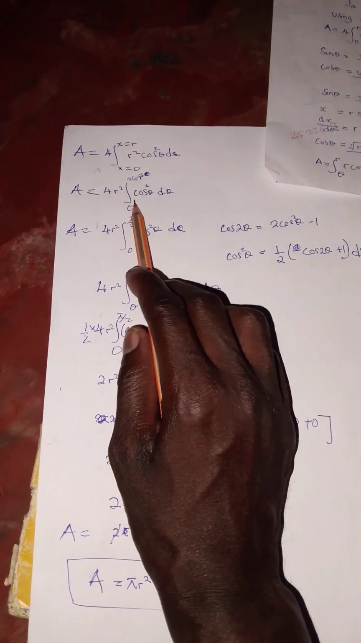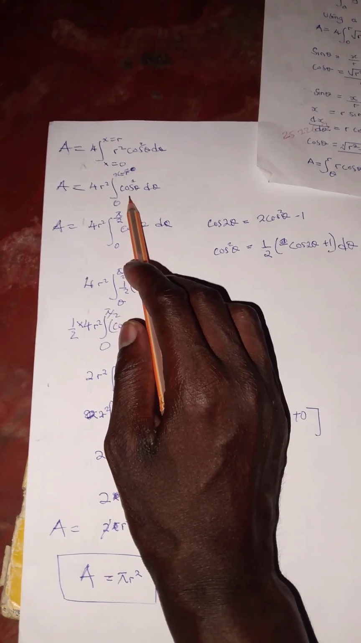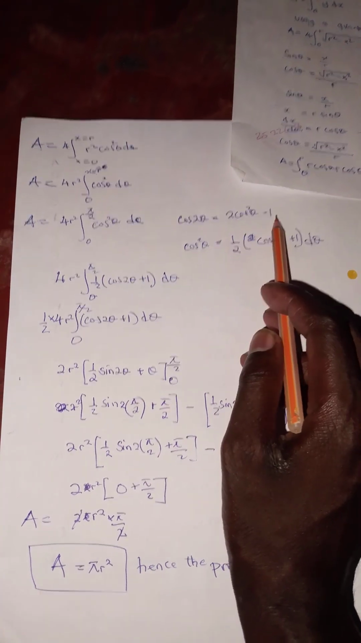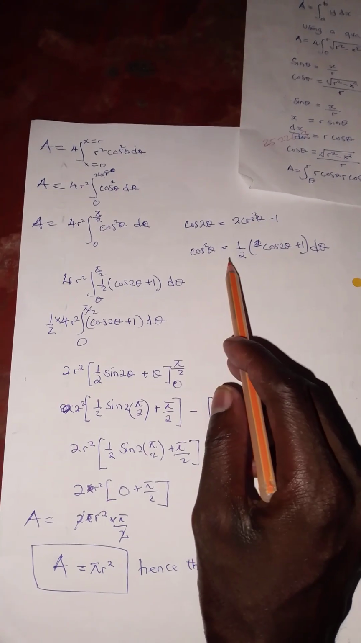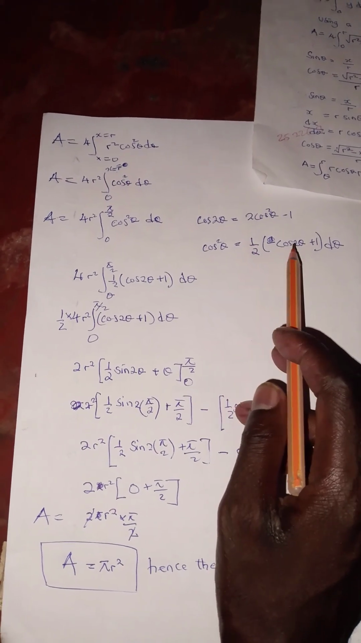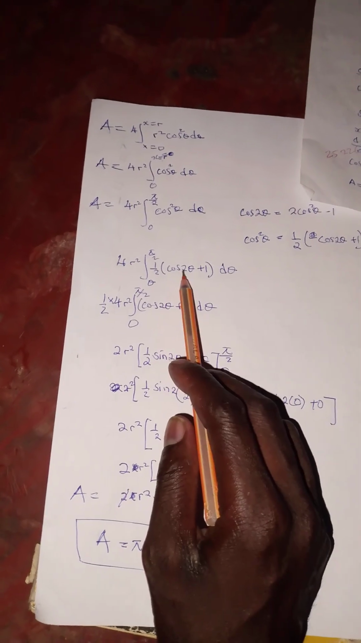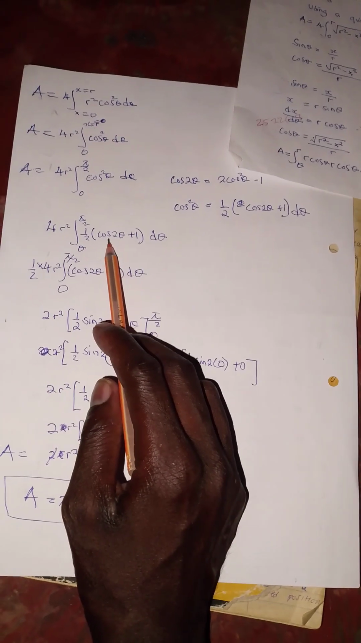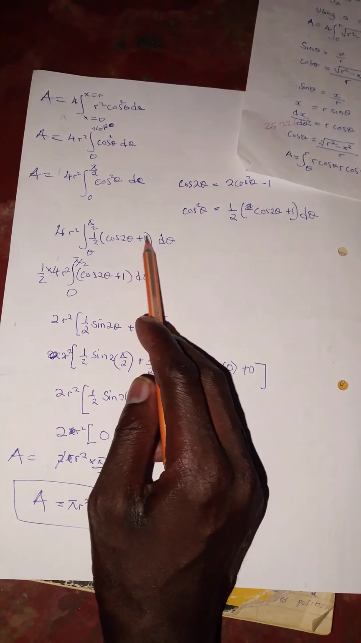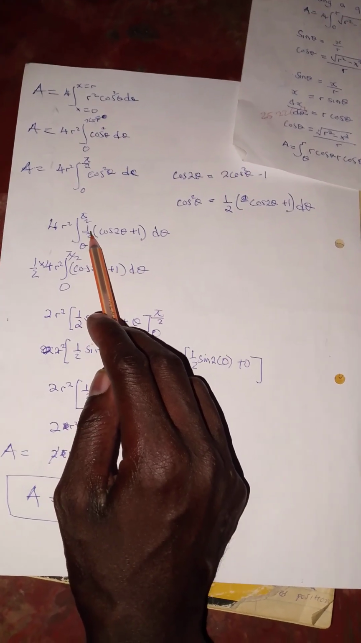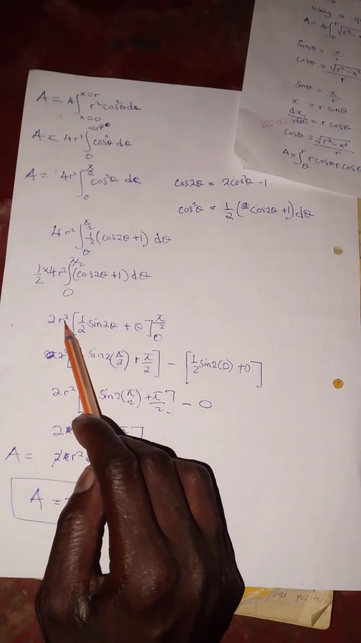So now we can do some trigonometric substitutions. We know that cos 2 theta is equal to 2 cos squared theta minus 1, which you can actually write as cos squared theta is equal to 1 over 2, then cos 2 theta plus 1 d theta. Then you can bring this function here, which is half of cos 2 theta plus 1 d theta. But we know that 1 over 2 is also a constant. You can take it out so that it will reduce this.